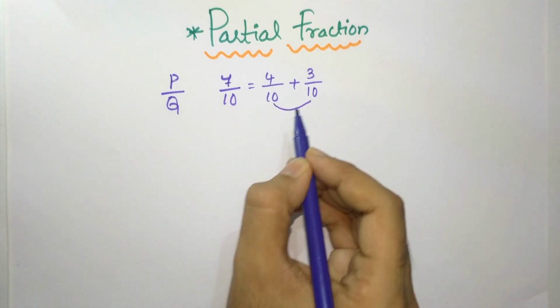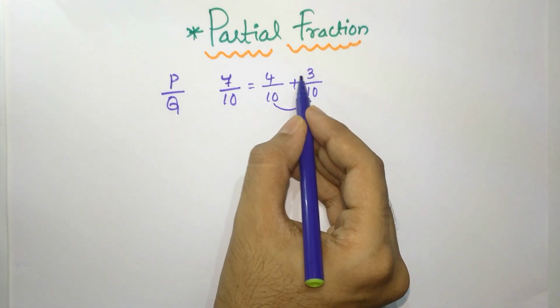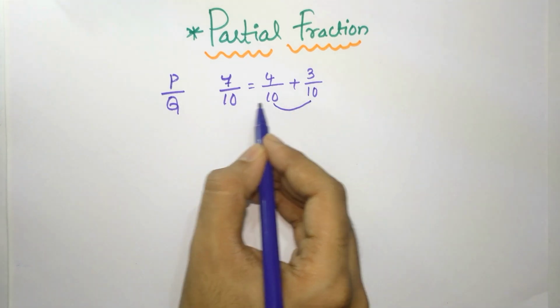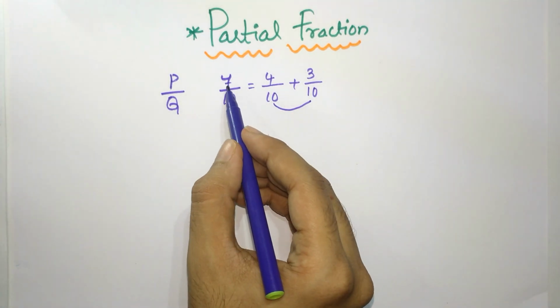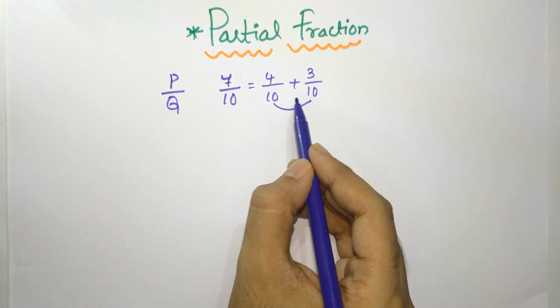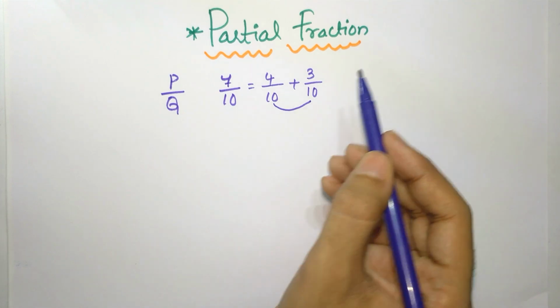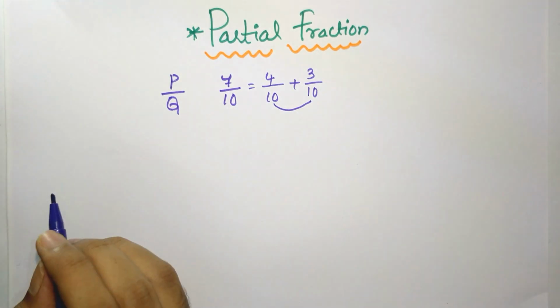So if we have the same denominator, we write the denominator once and directly add the numerators. 4 plus 3 is 7, and the denominator I have written once. So this 7 by 10 can be written as 4 by 10 plus 3 by 10. The process of splitting a given fraction into two or more fractions is known as partial fraction.